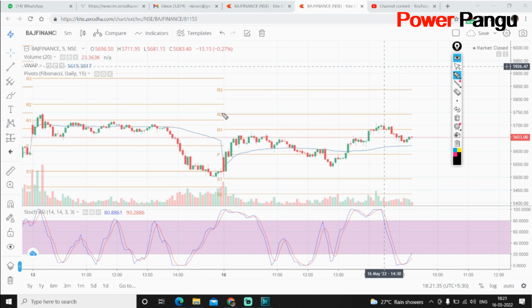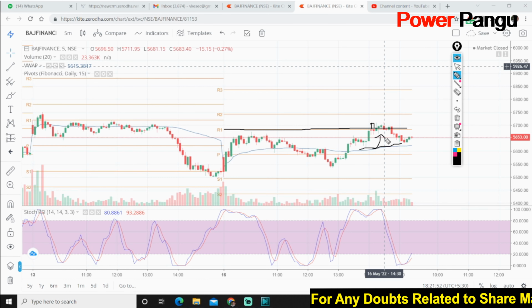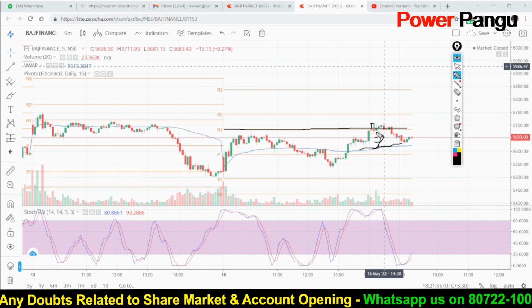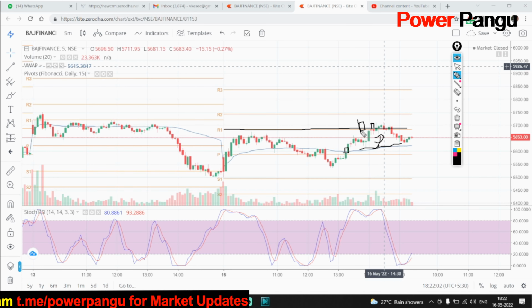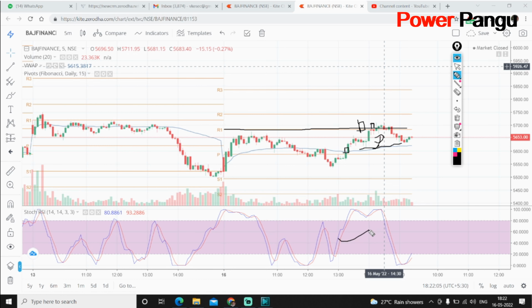The third important one is the Fibonacci levels, like I said. You can take two kinds of entries. One is when the price candle closes above the resistance, the price is above the VWAP line, and it is cutting the pivot and closing above, or R1 closing above, and the stochastic RSI is supporting, we will go long. On the downside, if the price is breaking the pivot downside, the price is below the VWAP and the stochastic RSI is also giving a sell signal, we will go short.